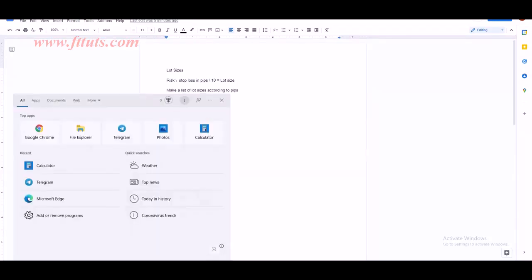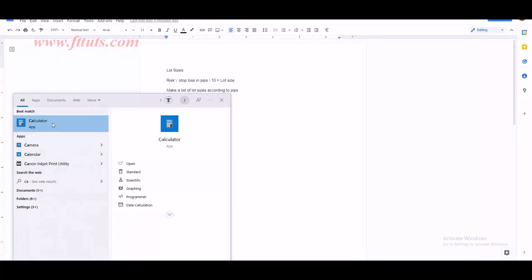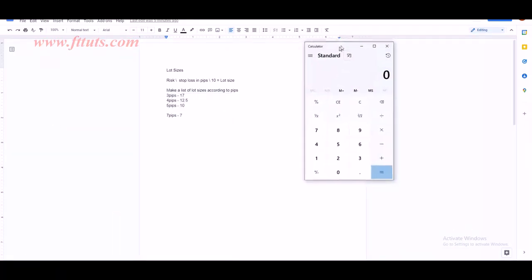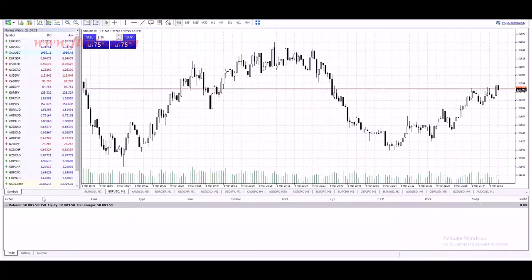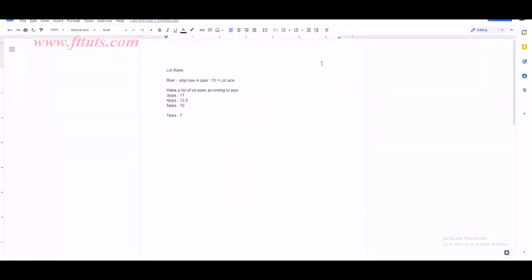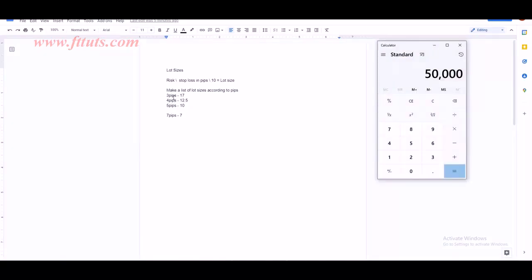So let's go ahead and pull open our calculator, and I will teach you how to find this. We're going to work with a $50,000 account for this example, but the equation you're going to be using is whatever you're risking. Whether you've chosen to risk a full percent, 0.5%, or a quarter percent, in this example we're going to go with a full percent. You're going to divide that by the stop loss in pips.